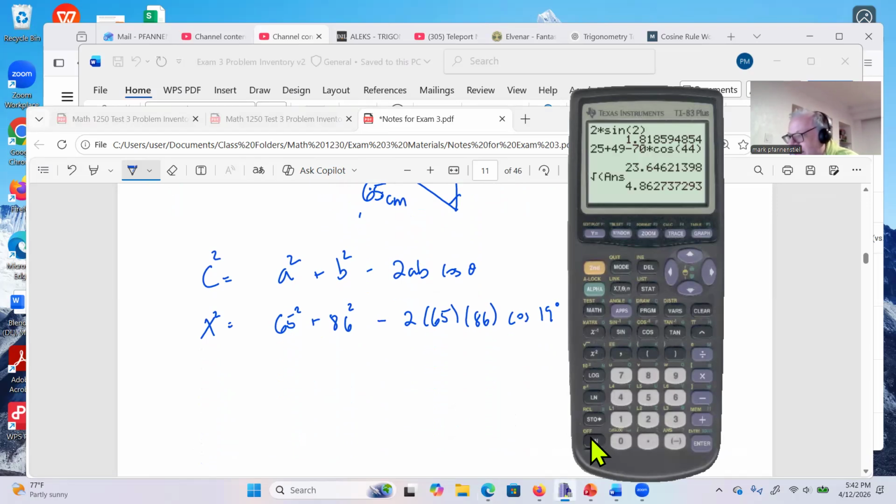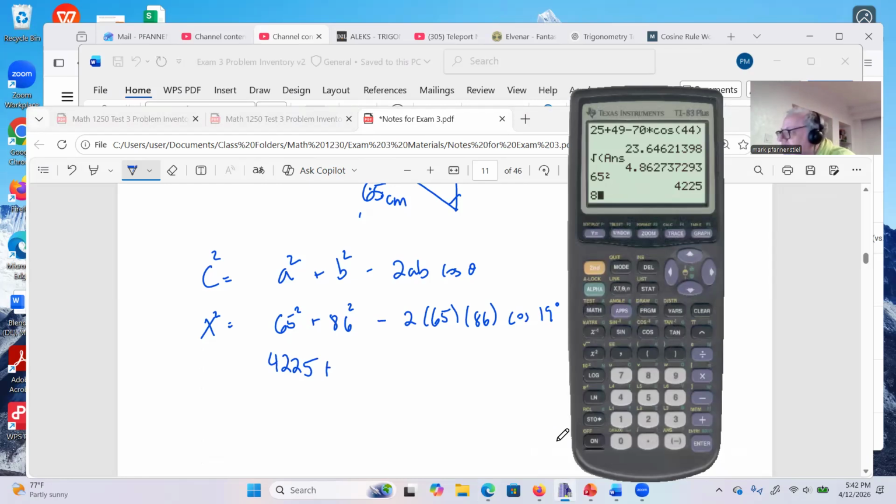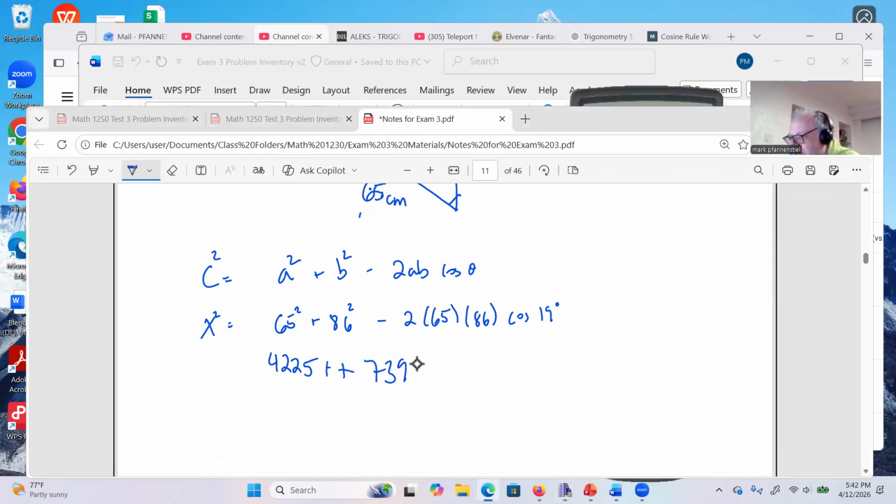We have 65 squared, so we're just going to write that down. So 4225 plus. So we're going to go ahead and write the next one. We have 86 squared, which is going to be 7396. So plus 7396. We only need one plus there.